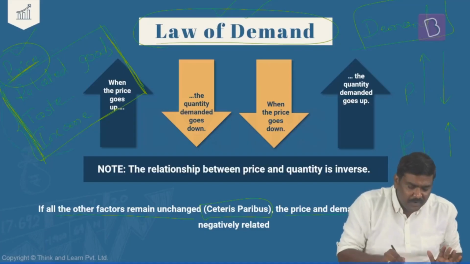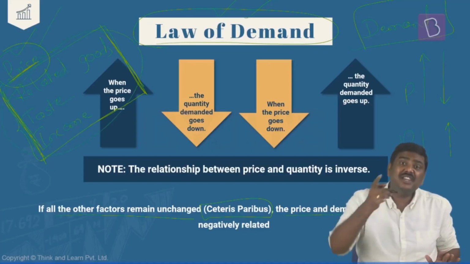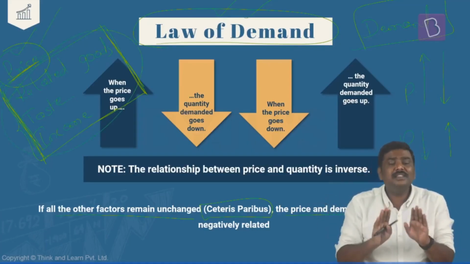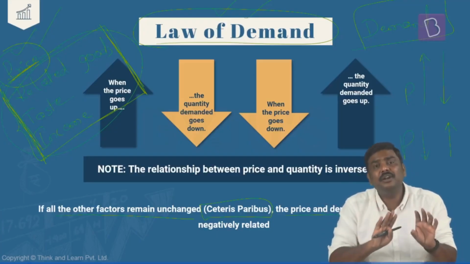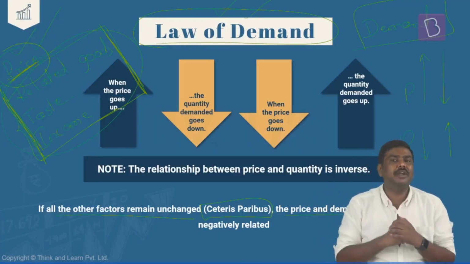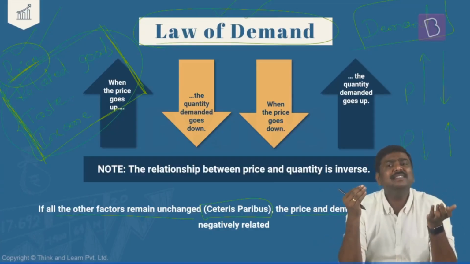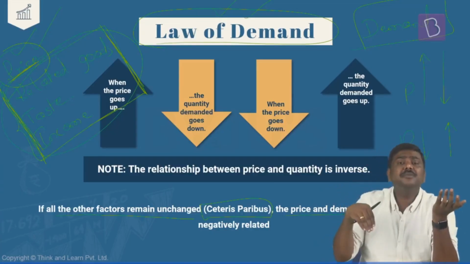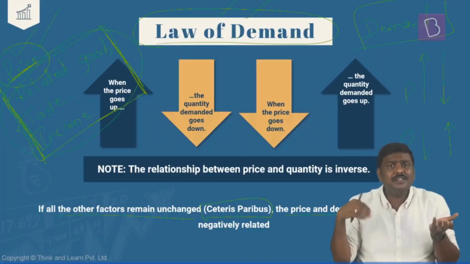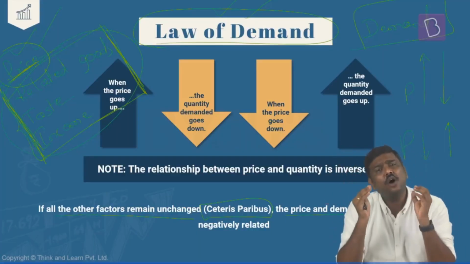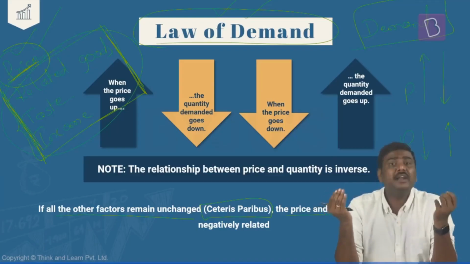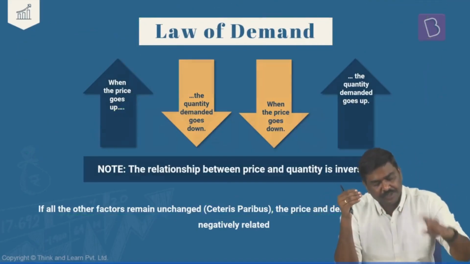You will have to keep these particular factors unchanged and only change the price, and only then you will see this kind of relation exhibited between price and the demand for a commodity. Now the question is, why does this happen? Why is it that when price rises, demand falls? And why is it that when price falls, demand rises? And is it observed in all cases? Right? The answer to the first question is this.